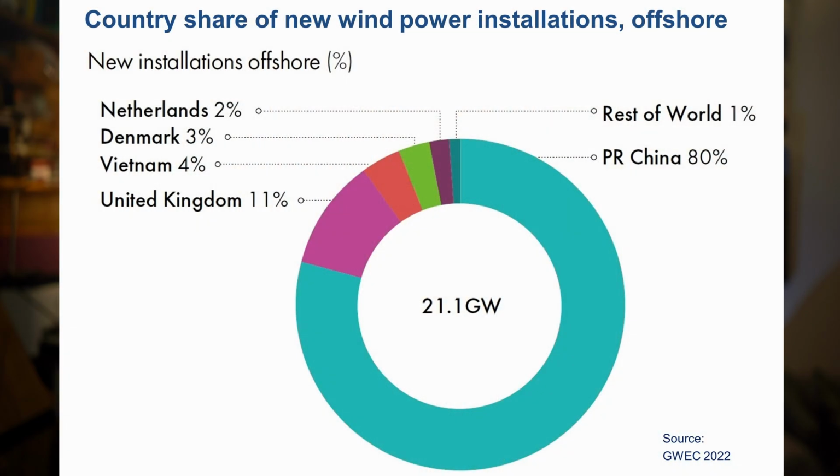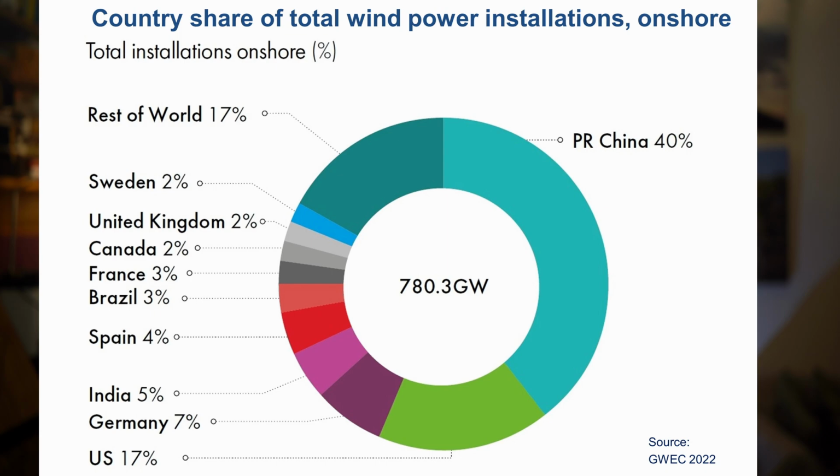Offshore, the lead by China is even more pronounced. 80% of all new offshore power plants are installed in China, followed by the United Kingdom with 11%, Vietnam 4%, Denmark 3%, Netherlands 2%. Germany isn't even in this ranking here, so it must be in the rest of the world.